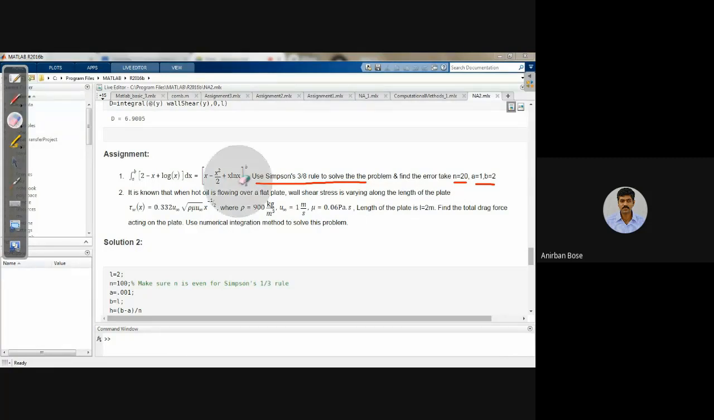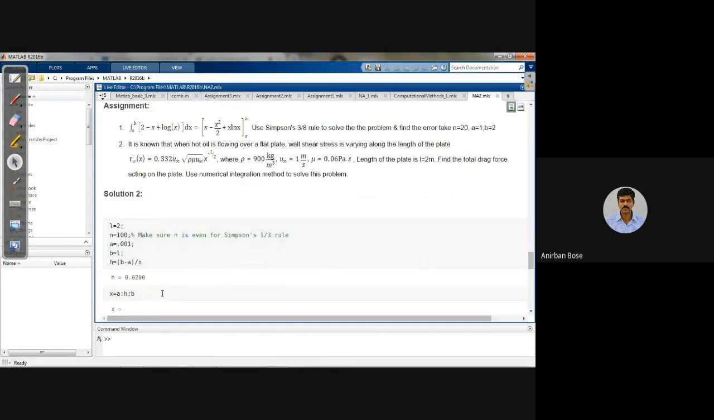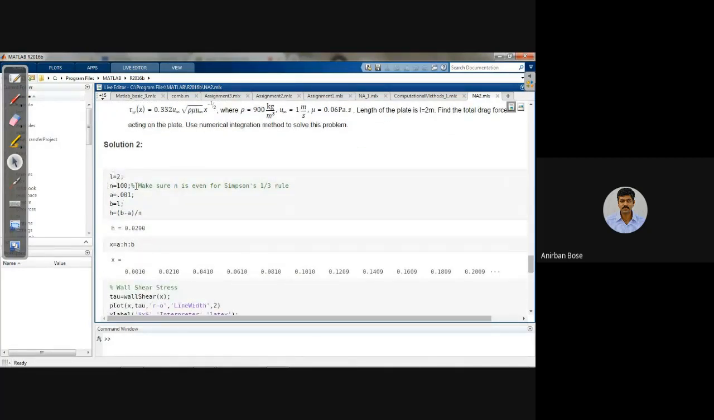Now coming to the second problem. Again it is finding out the drag over a plate, but instead of the direct MATLAB integral function, you use numerical integration like the trapezoidal rule or Simpson's 1/3 rule to solve that problem. Okay, so that is again very simple. It's an integration problem. So L is equal to 2, N is equal to 100. Let us divide it into 100 segments, and A is equal to 0.001 and B is equal to L.